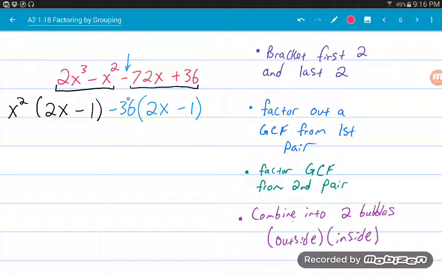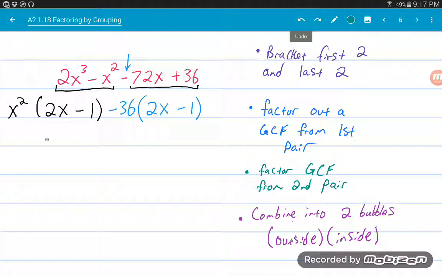Do that check again. Negative 36 times 2x is going to be negative 72x. And if I do the other distribution, negative 36 times negative 1 is positive 36. This is how I can do a mental check throughout the question to make sure that my numbers are right. Now you may notice that this and this are the same thing. That's always going to happen.